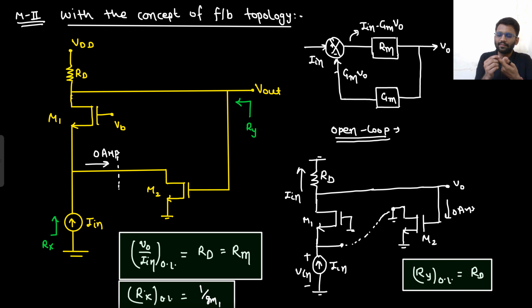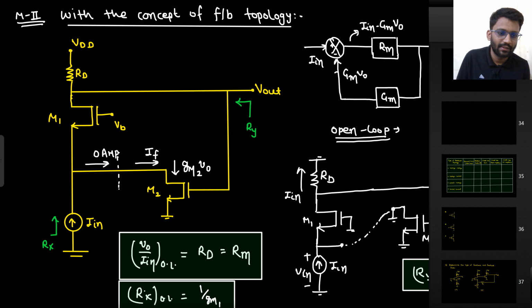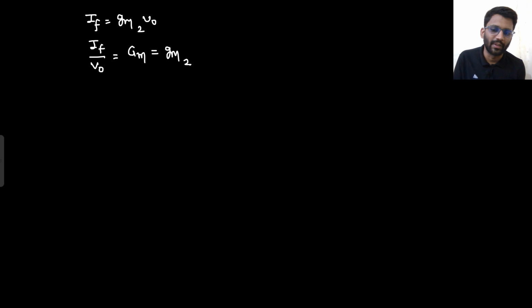Now tell me, what is the feedback factor? For the feedback factor, this was your IF, right? What is the current flowing here? gm V0. So IF is gm V0. What is your feedback factor? IF by V0, that equals capital GM, that equals gm2. Your feedback factor is gm2.